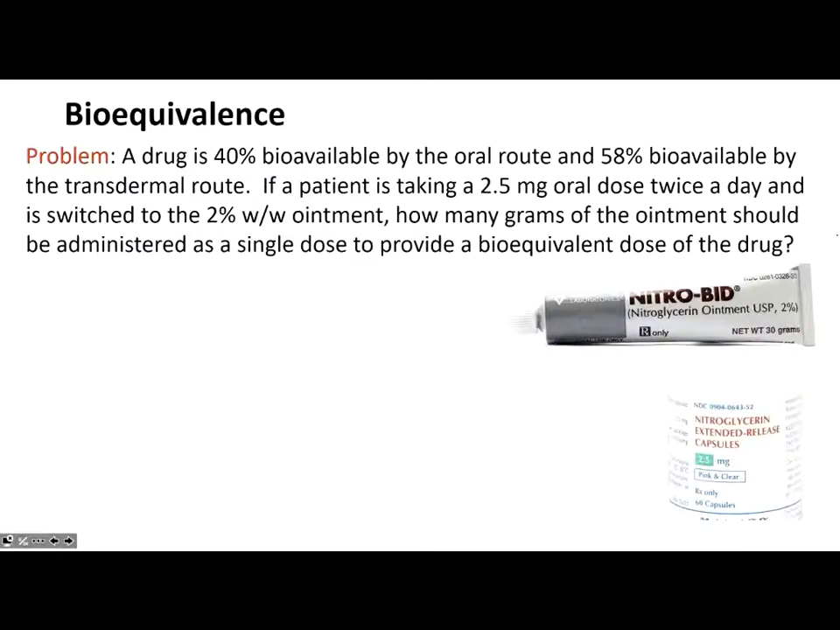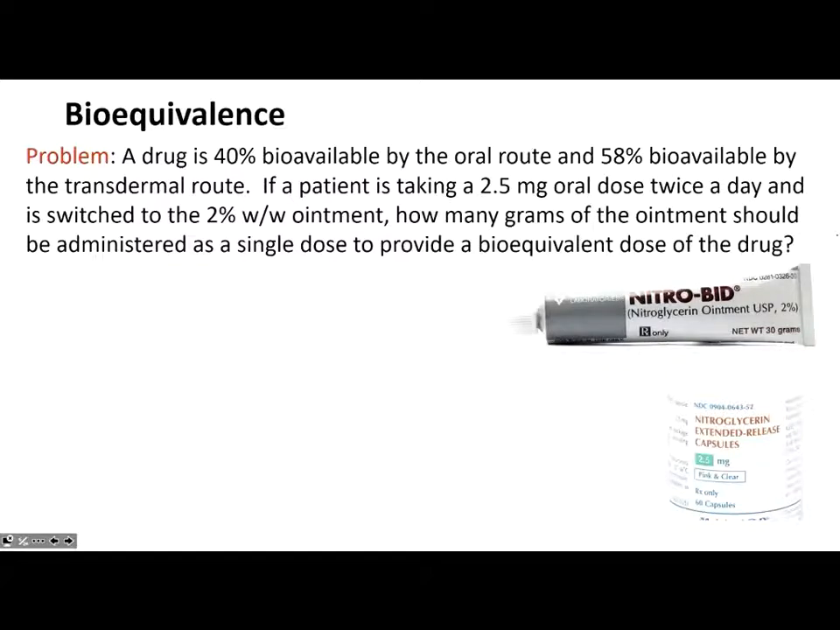All right? One more example. Let's see how you do on this one. This says a drug is 40% available by the oral route and 58% bioavailable by the transdermal route. Are you okay with the term transdermal? Across the skin. All right? If a patient is taking a 2.5 milligram oral capsule twice a day and is switched to a 2% weight per weight nitroglycerin ointment, how many grams of the ointment should be administered as a single daily dose to provide the same bioequivalent dose to what they had been getting through their oral capsules?